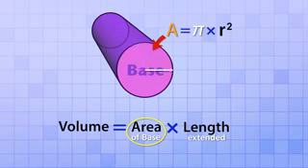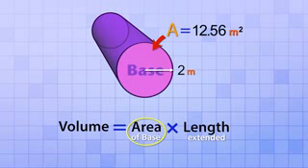The radius of this circle is 2 meters. So if we square that, we get 4 meters squared. Then we multiply by pi, which is approximately 3.14, and we get 12.56 meters squared.